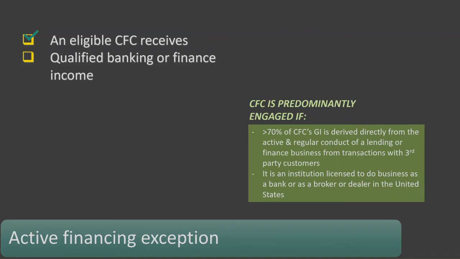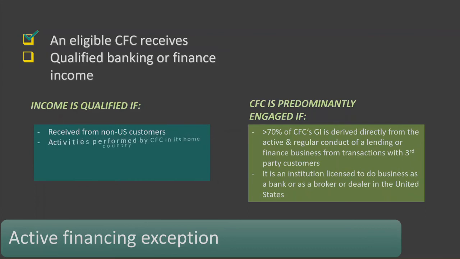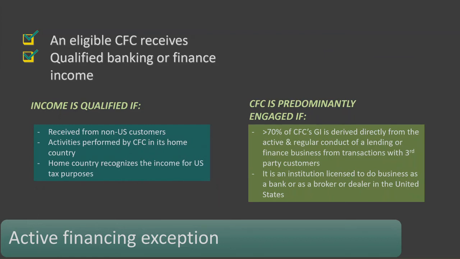In order for the income to be considered qualified banking or financing income, the CFC must receive the income from customers outside the U.S. and it must conduct substantially all of its activities in its home country. And the home country must treat the income as earned by the CFC in that country for U.S. tax purposes. So all of this must be met to meet the active financing exception.